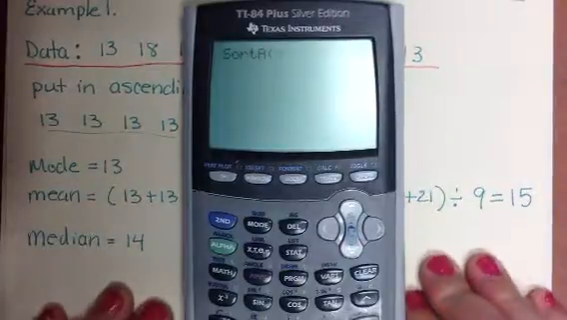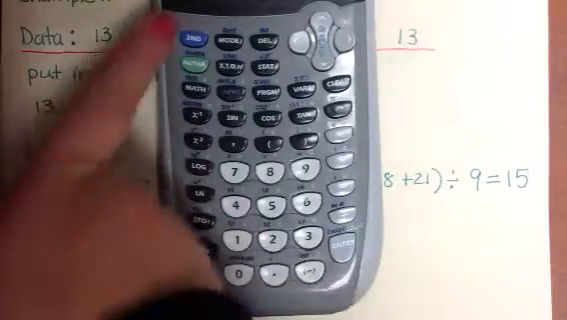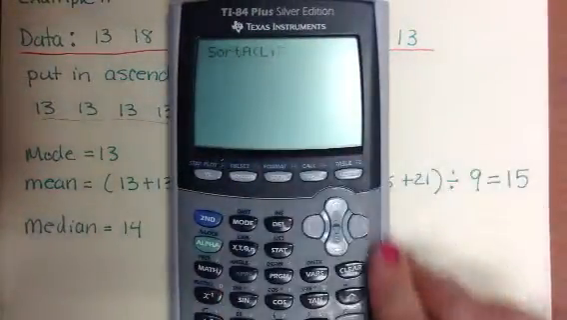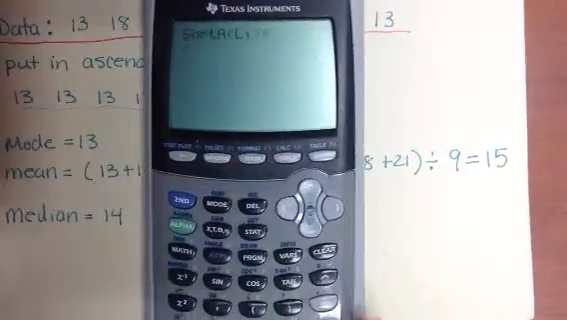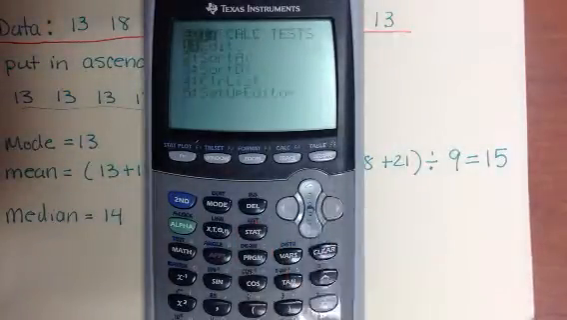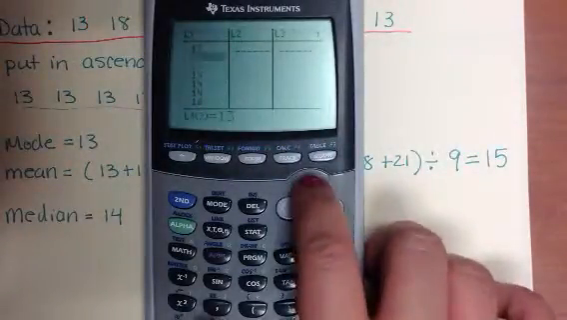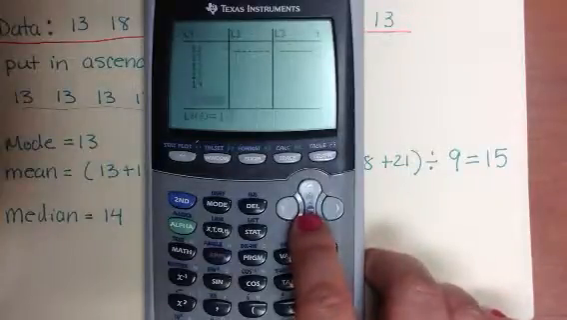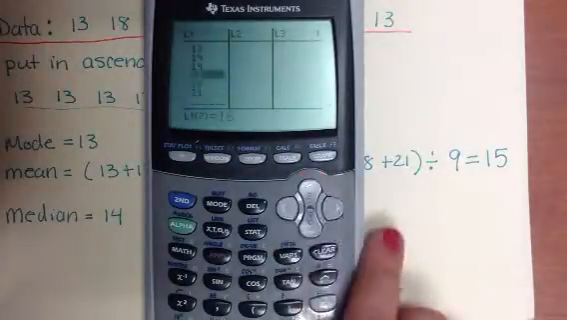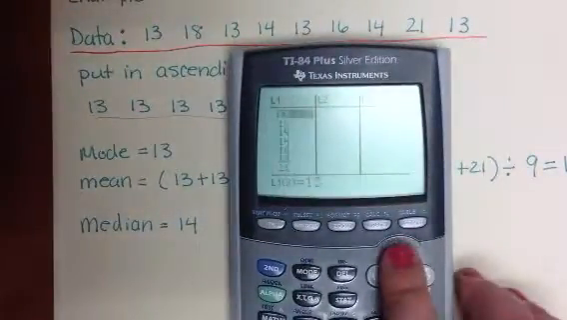List 1 is where I put all my data. Now, to tell it to sort list 1, if you look down here on your calculator, right above the 1 button, it says L1. So I'm going to hit second 1. So I hit L1. Now it comes up here as L1. That's my list 1. And then I'm going to close my parentheses and hit enter, and it's going to say done. So now when I go back to my list, it will have everything in order from smallest to largest. So I can see that 13 is listed 4 times, 14 twice, 16 once, 18 once, 21 once. So that's how I put my data in order. Okay, now I can see that my mode is 13 because 13 occurs the most often.